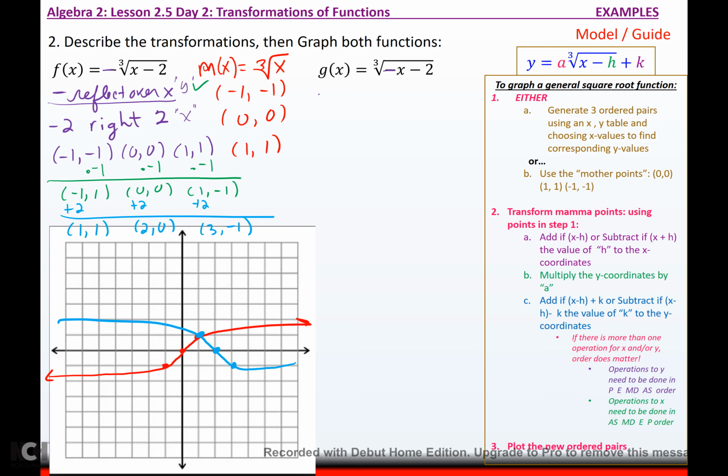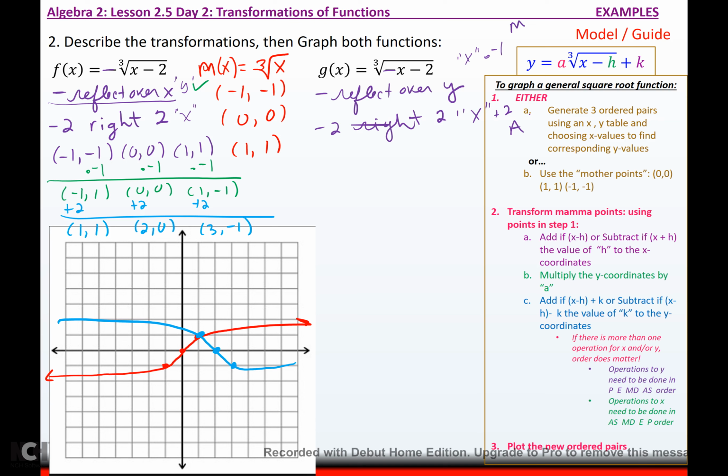we have a negative on the inside, which is going to reflect over y. And we have a minus 2 on the inside, which means it's going to go right 2. Except it's really going to go left 2 because if I factor out the negative. But anyway, this says multiply your x's by negative 1. And this says add 2 to your x's. This is multiplication, this is addition. You're doing two things to the same variable, so order matters.